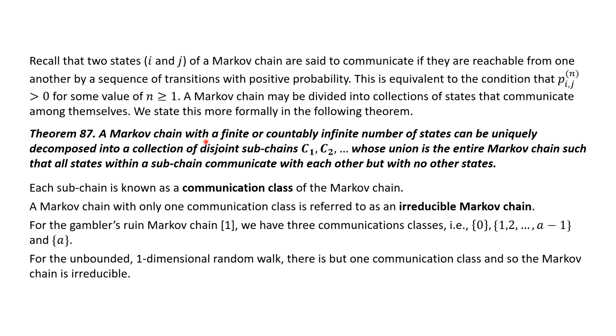A Markov chain with a finite or countably infinite number of states can be uniquely decomposed into a collection of disjoint subchains, C1, C2, etc., whose union is the entire Markov chain, such that all states within a subchain communicate with each other but with no other states. Then we have a term we mentioned earlier. Each subchain is known as a communication class. A Markov chain with only one communication class, in other words, where all the states can transition to one another in a certain number of steps, is referred to as an irreducible Markov chain.